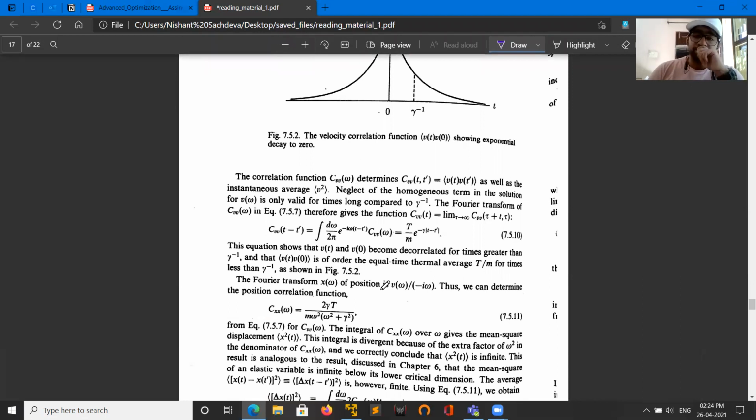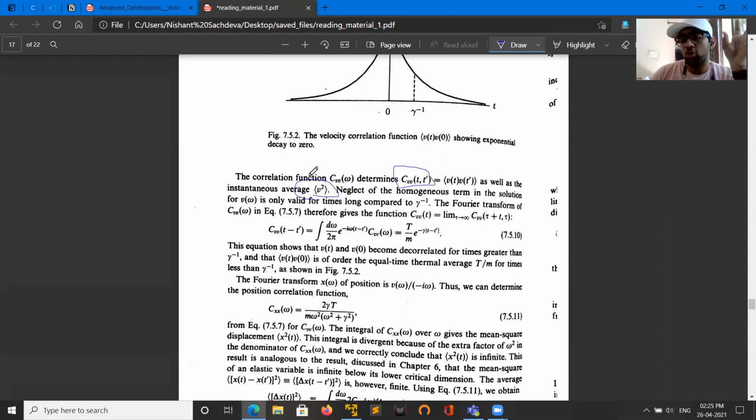Now, the correlation function CVV of omega determines CVV of t comma t' as the average of v(t) v(t'), as well as the instantaneous average v squared. Let's come again. The correlation function CVV of omega determines two things: CVV of t and t', as well as the average v squared.